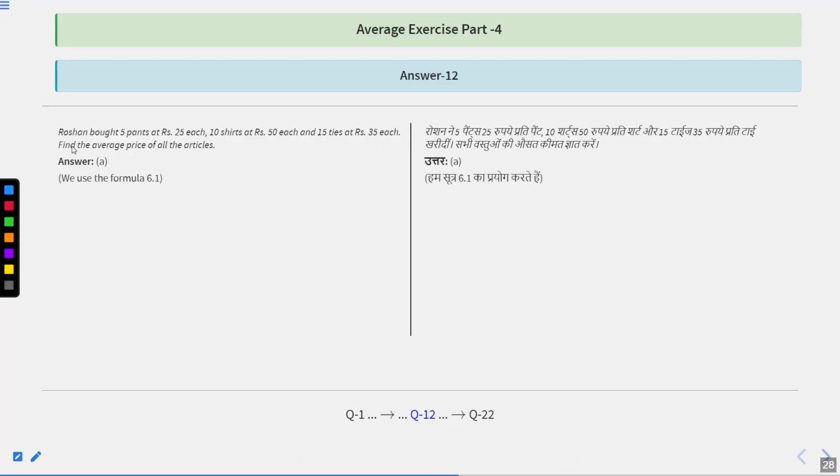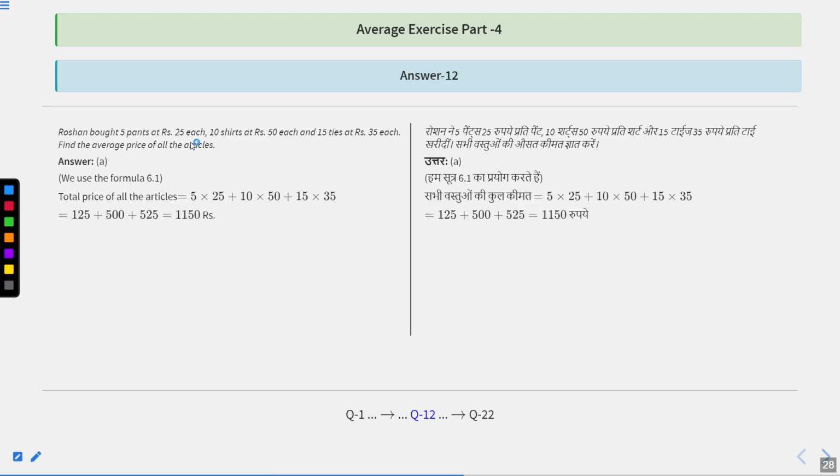The question says that Roshan bought 5 pants for 25 rupees each. So we can use formula 6.1 and calculate the total price of 5 pants, 10 shirts and 15 ties. The total price of all articles is 5 into 25, 10 into 50, 15 into 35. When we calculate it, we get 1150 rupees. Now we need to find the average. The average is the total amount upon the total number of articles, which is 30. Dividing, we get 38.33 rupees. A is the correct answer. Next one.